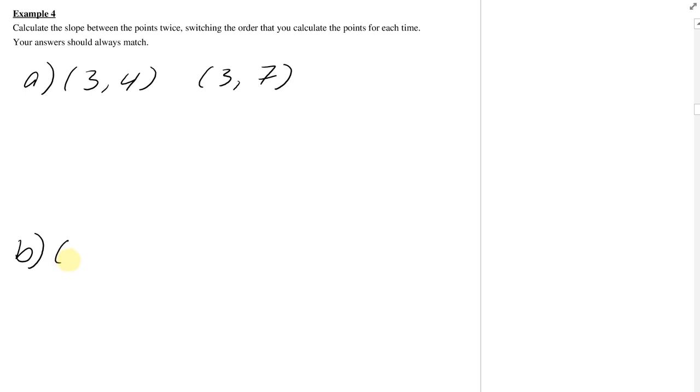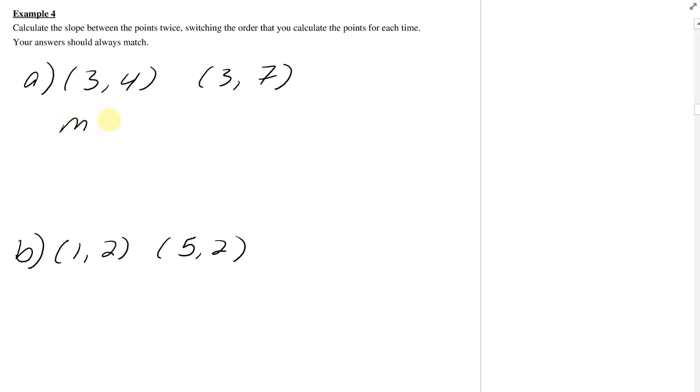So now, let's do, how about 1, 2, and 5, 2. So I want you to calculate both of these. I will say something maybe kind of weird will happen. Pause when you think you've found it and you're ready to go on. Or play when you're ready to go on.